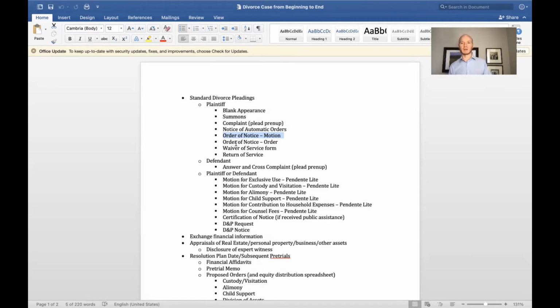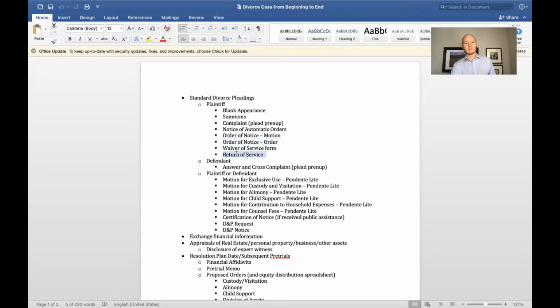And service by publication is now on the Connecticut judicial website. So the motion for order of notice is put together, and then the court issues the order of notice, which is essentially granting permission or denying permission, but it's giving orders regarding service of out-of-state defendants or defendants who can't be tracked down, so need to be served by publication.